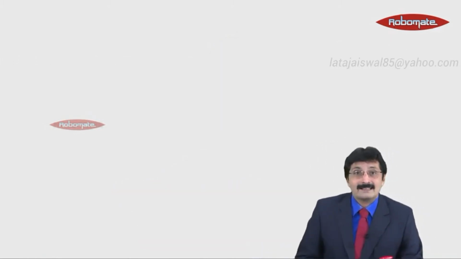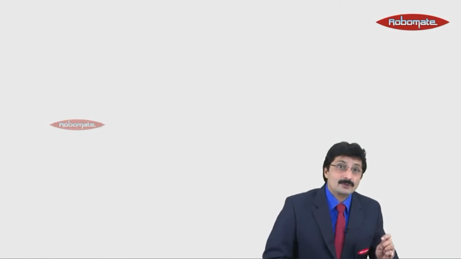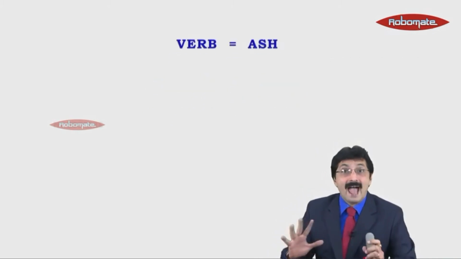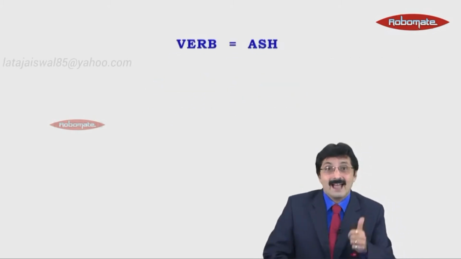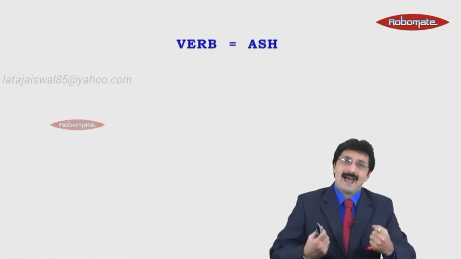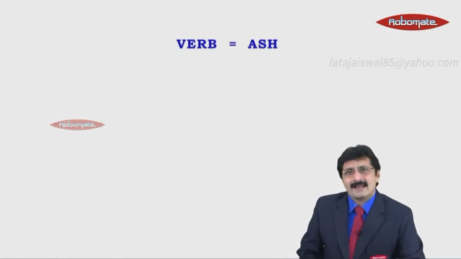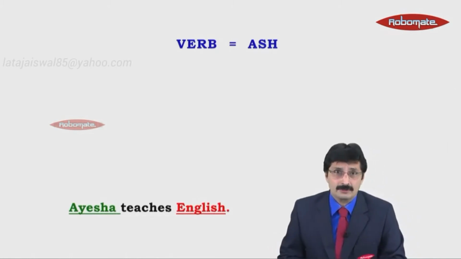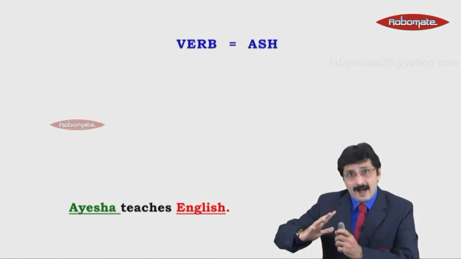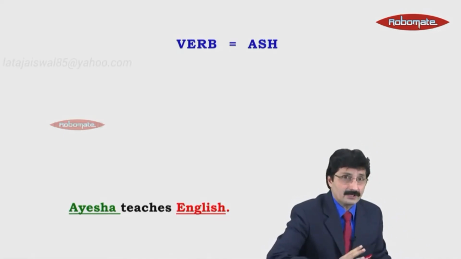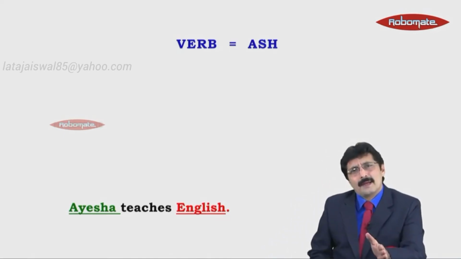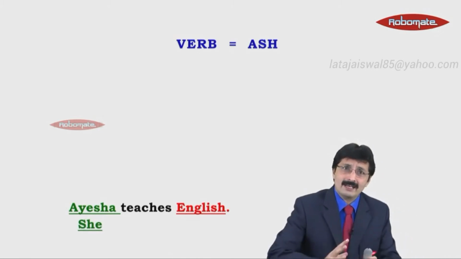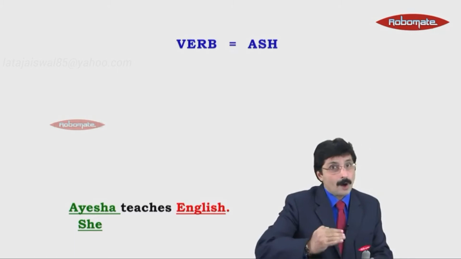All right, let's have a look first at what I always say. What is a verb? Verb is equal to ash. Ash? Yes, action, state or having. Now, let's take a look at this sentence. Aisha teaches English. I have highlighted Aisha. I have highlighted English. Instead of Aisha, I can put she. Now, Aisha, English, she, noun or pronoun.